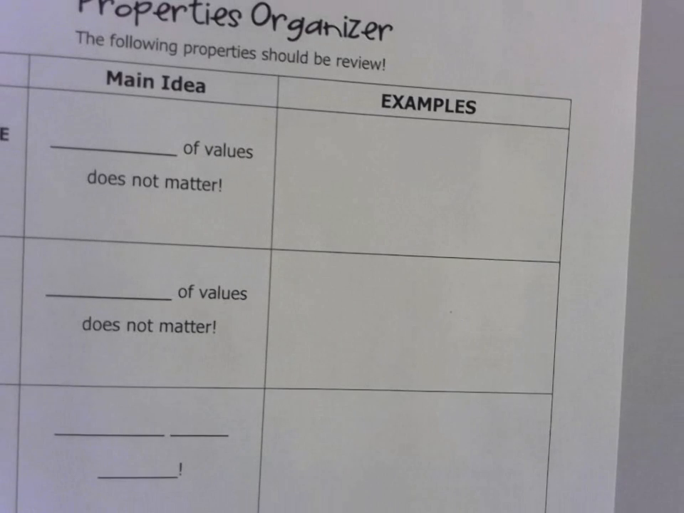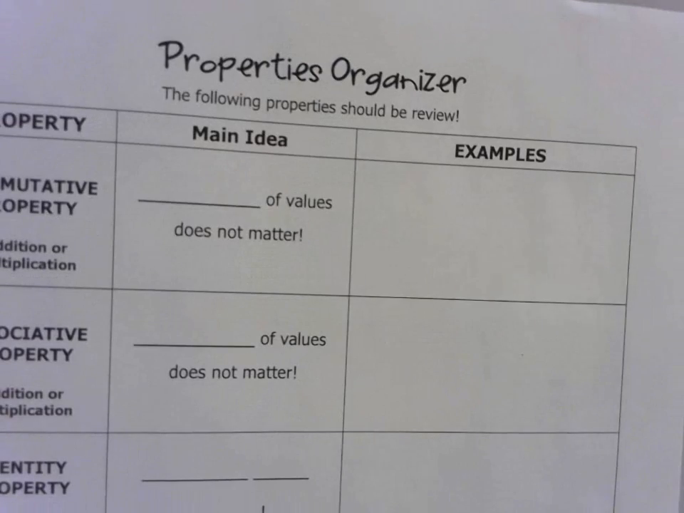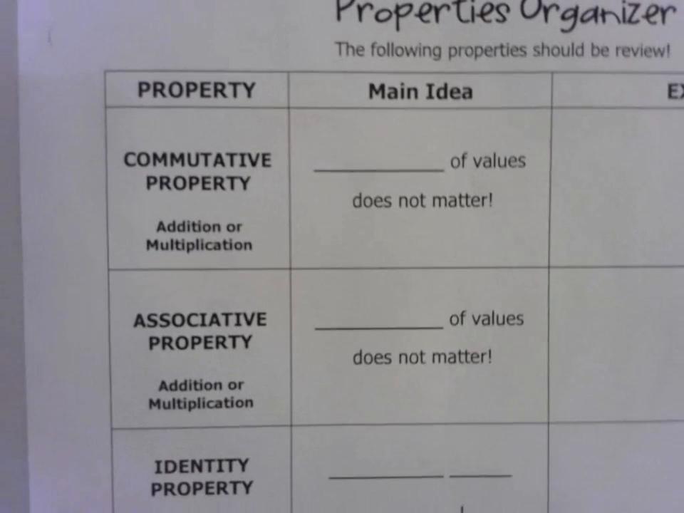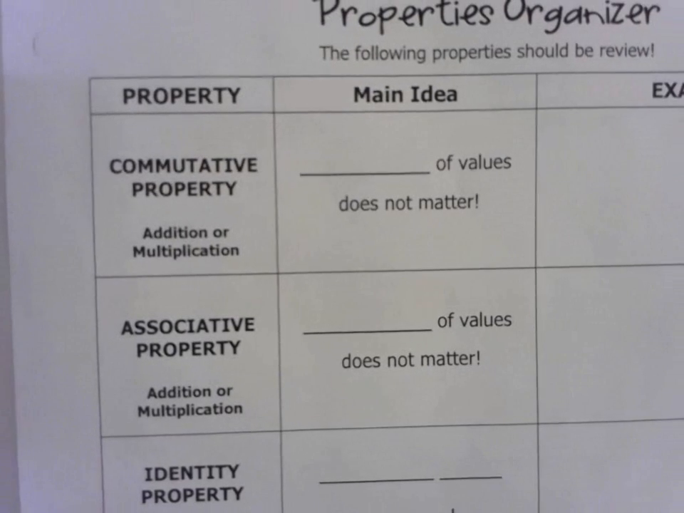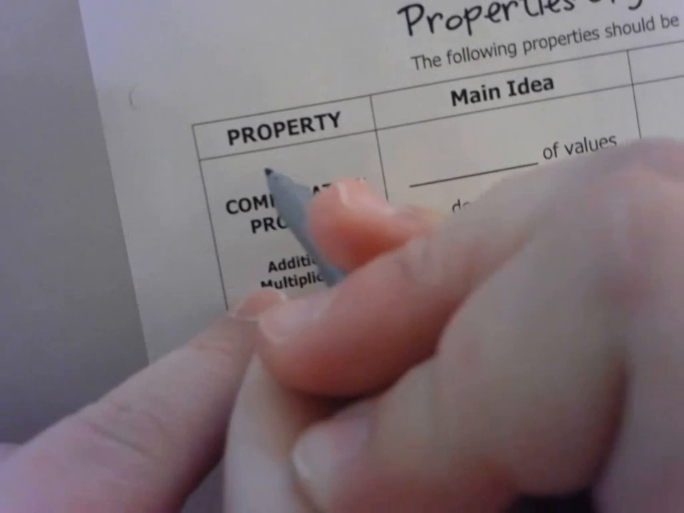Okay, so as I look at these, we are looking at different types of properties. Now, this is kind of common sense, like I said, we're just putting words with them. So, first property we're looking at is the commutative property. The way I remember commutative property is I think of commuting.